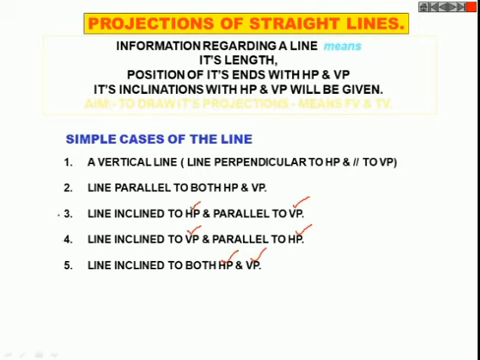So in this class, we will discuss the first case, line perpendicular to HP and parallel to VP. Here we have one more condition, a sub case, that is perpendicular to VP and parallel to HP, vice versa. And second case, line parallel to both the HP and VP, but there is no possibility of a line perpendicular to both planes. That is not possible.